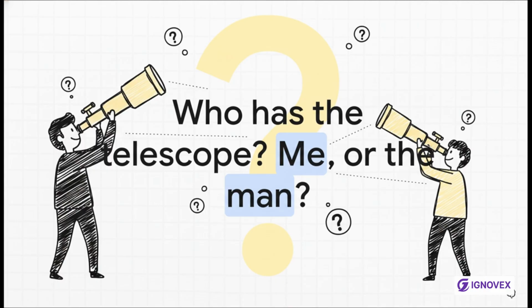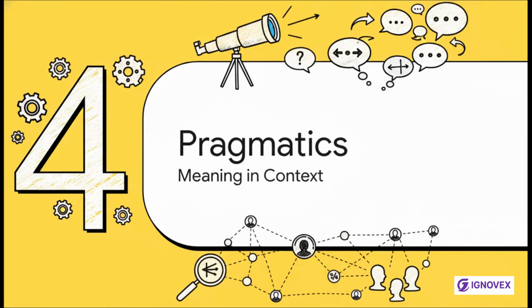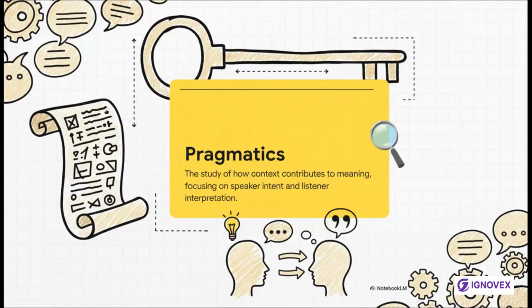And that leads us perfectly into our final pillar. To solve our little telescope mystery and to really understand what people mean, not just what they say, we need our fourth and final pillar, pragmatics. This is all about meaning in context. Pragmatics is basically the secret decoder ring for all human communication. It's about reading between the lines. It's about figuring out someone's intention, their goal, and what they're trying to do with their words. It's the social layer of language.